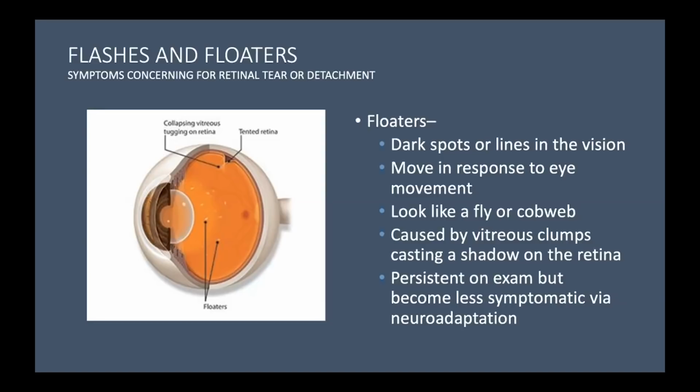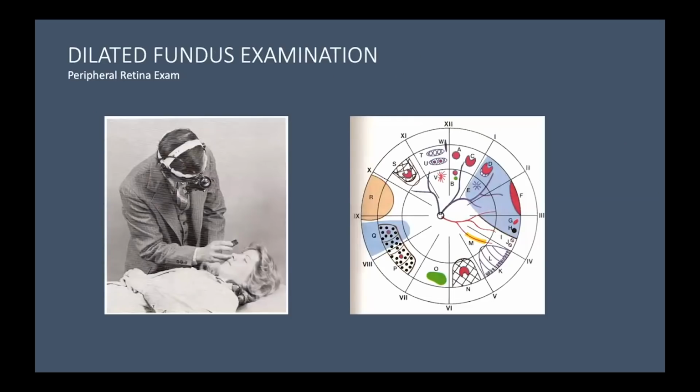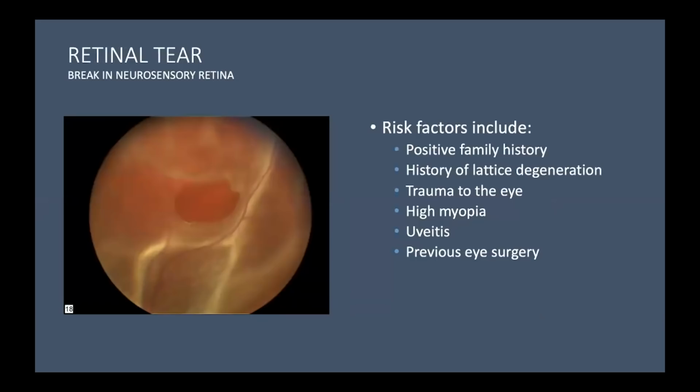So this is the dilated fundoscopic exam, which we perform with an indirect ophthalmoscope, which is a light source, and then a lens, and a magnifying lens. And you can see that the examiner is examining through a dilated pupil. And we traditionally perform detailed color drawings to demonstrate the various features and pathology we see on exam.